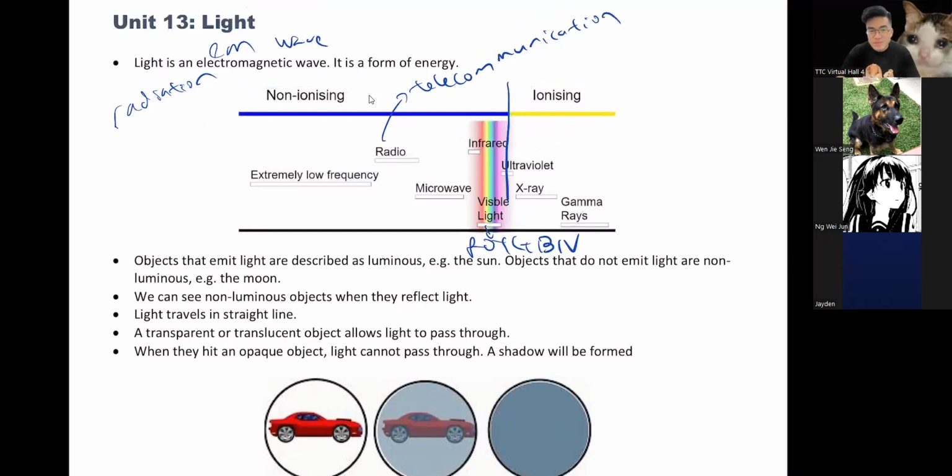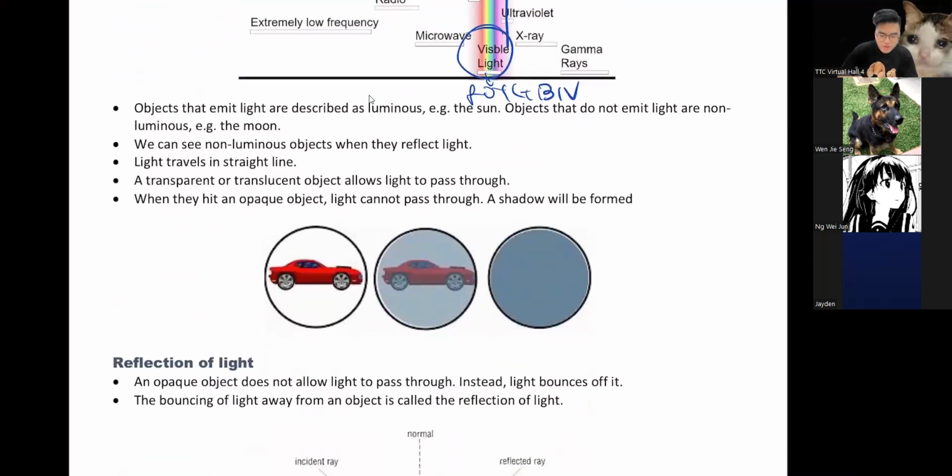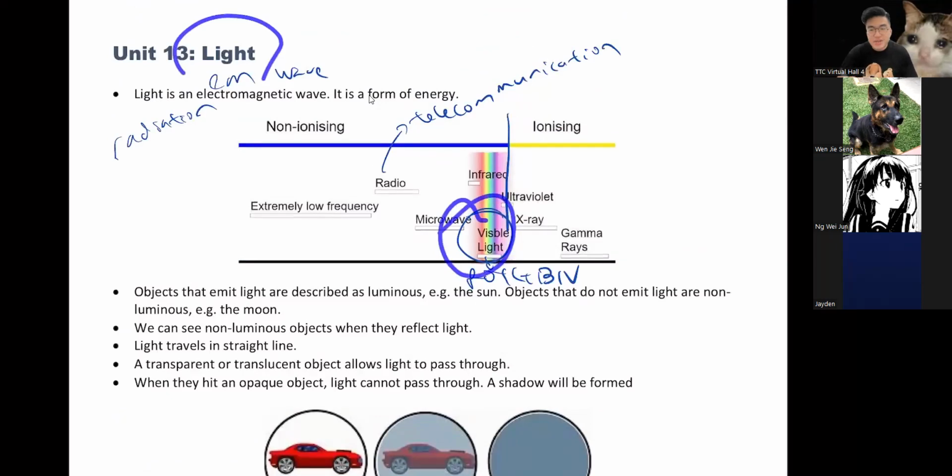So for those who just came in, Wei Jun and Jaden, what is electromagnetic wave? Electromagnetic wave is a wave produced by atoms when they vibrate. When an atom vibrates, they will produce electromagnetic wave. All right, so the only wave that we are focusing on this chapter would be our visible light. We are only focusing on light for this chapter, right? So the other six, I'm just letting you know for fun. You're just learning it for fun, all right?